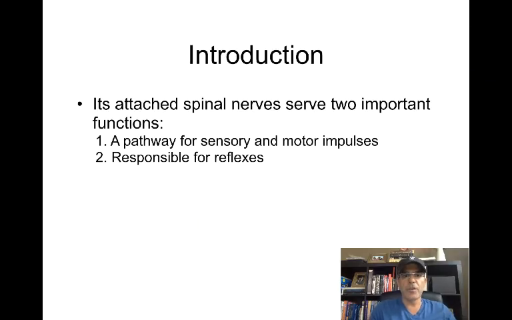The first function of a spinal nerve is creating a pathway to take the sensory information in or take motor impulses out. So a spinal nerve is going to bring the information inside the spinal cord, or is going to take the order from the spinal cord out. And the second function for a spinal nerve is creating spinal reflexes. An example for this one would be the knee jerk reflex.